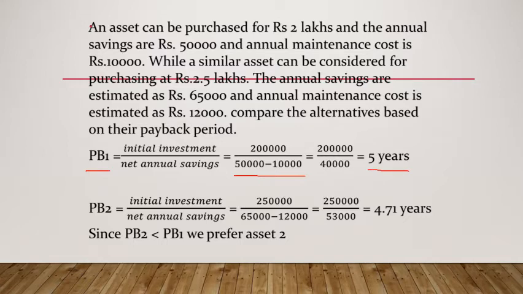Follow the similar procedure for the second alternative. Payback period is equal to initial investment of 2,50,000 divided by savings of 65,000 minus maintenance cost of 12,000. Substitute the values, simplify it, and we get 4.71 years. So which has a lesser payback period? The second alternative has the lesser payback period, and hence we prefer asset 2 over asset 1 because asset 2 has a lesser payback period. This is how we compare the alternatives using payback period.